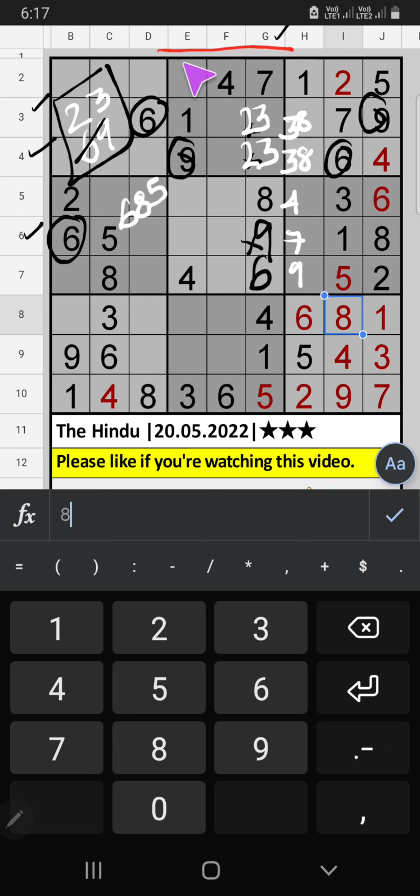2nd grade, 3 numbers are remaining: 6, 8, 5. Column F, we have 6. So 6 can't come in these cells. 6 is confirmed here. Then only 2 numbers are remaining, 5 and 8. It will come in one of the 2 cells. We will confirm later.